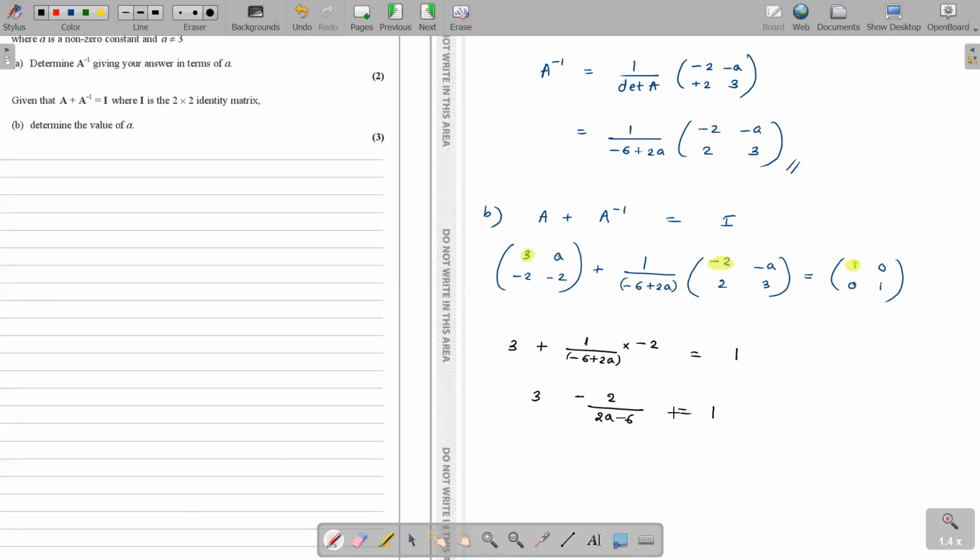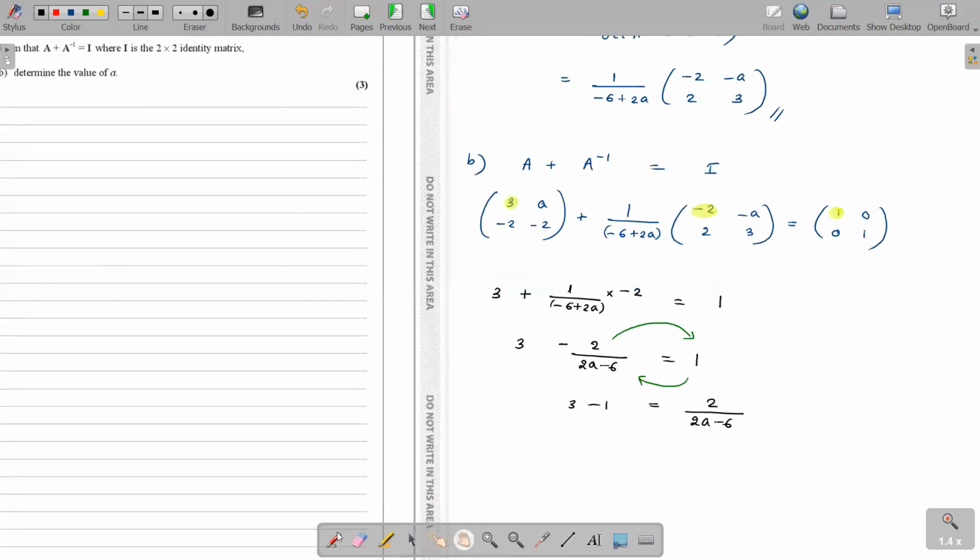So then we get this. The next step is towards making A the subject. I'll bring this guy here and I'll bring 1 over here. The simplification is entirely up to you. 2 over 2A minus 6. So 3 minus 1 is 2. 2 times 2A minus 6.